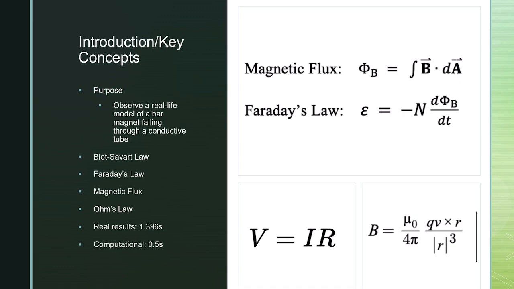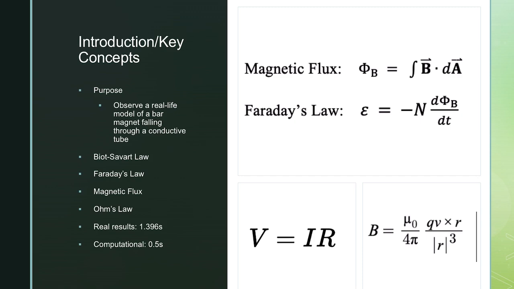The purpose of this lab was to observe real-life and simulated models of a bar magnet falling through a conductive tube of aluminum foil. To do this lab, multiple key concepts were used. The Biot-Savart law calculates the magnetic field when given a charge, velocity, and distance, as seen in the equation below. Further, magnetic flux is the component of a magnetic field that passes through a surface.